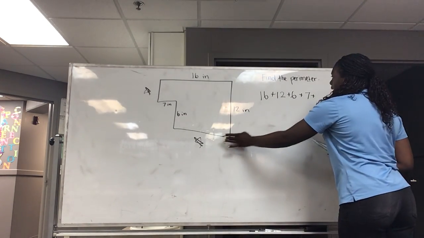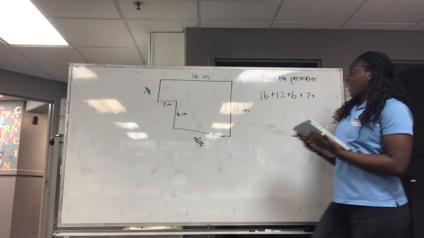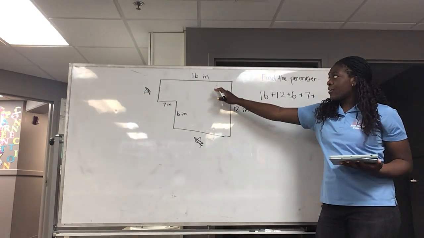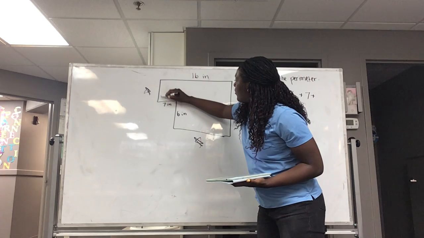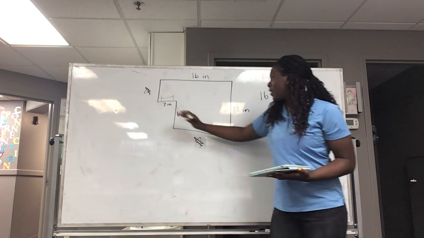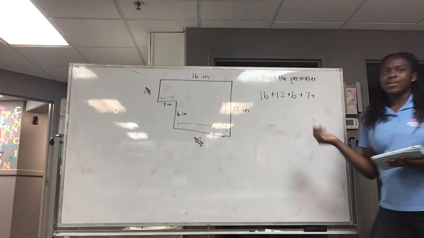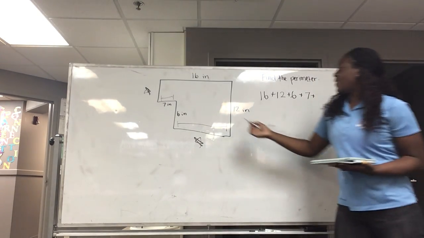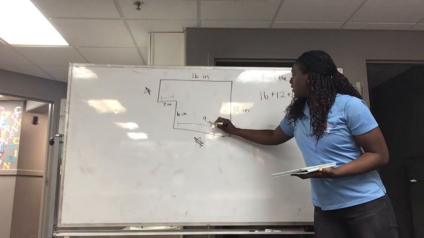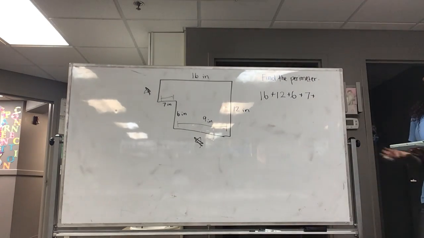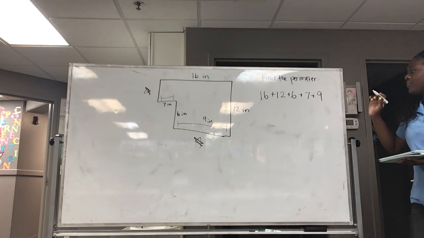So let's try and find this bottom one. We know that the whole thing that stretches across should be 16. Well, if we're leaving out this part, that's 7, and we want to find this part, we do 16 minus 7, and that would give us 9 inches for the bottom side length, so plus 9.